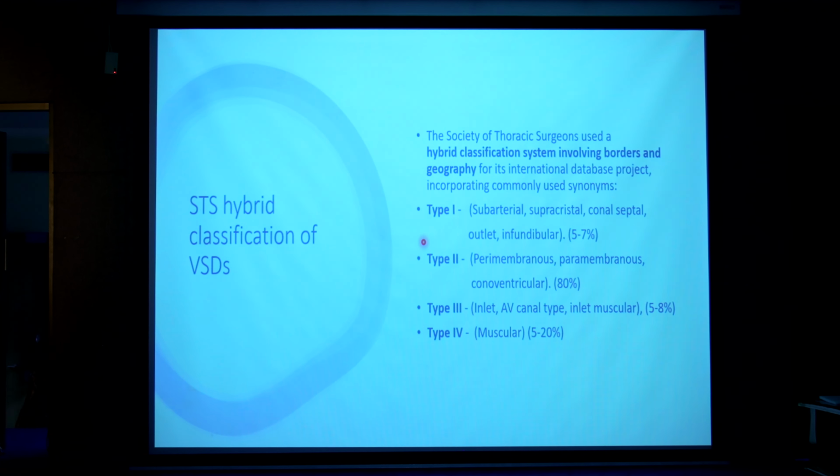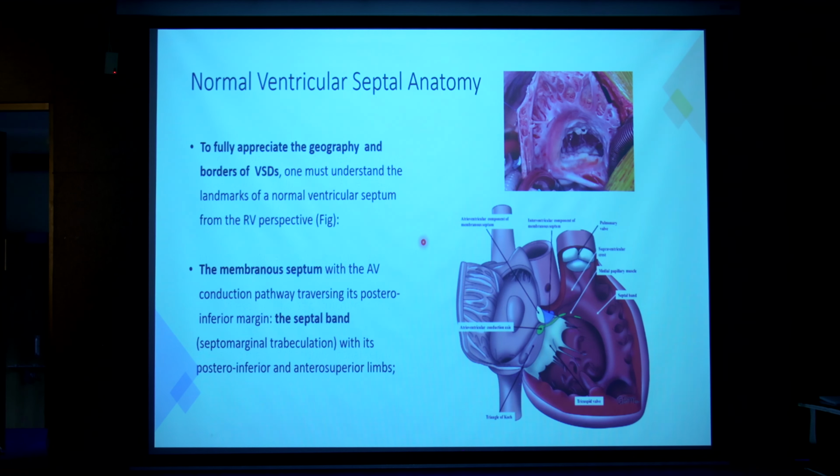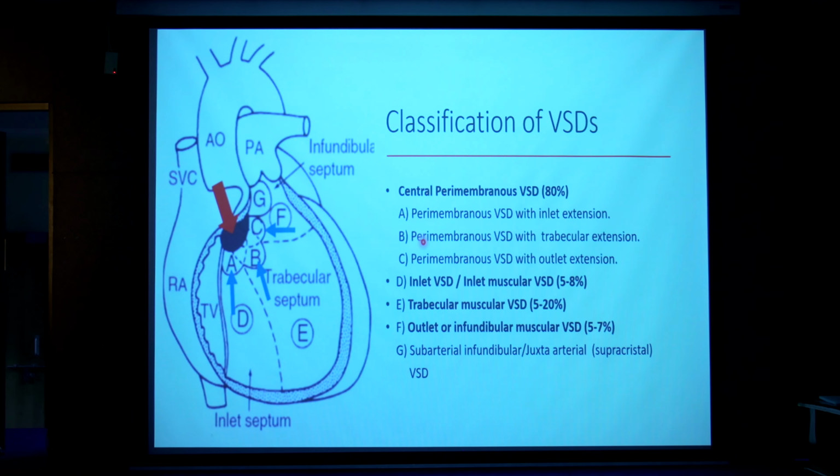To understand this, let me go back to the previous slide. See, it starts with outlet defects, type 1, then comes to perimembranous defect, type 2, then comes to inlet defect, type 3, and trabecular. So this makes it very clear when this is the geographic location. Then you have to go into the borders.